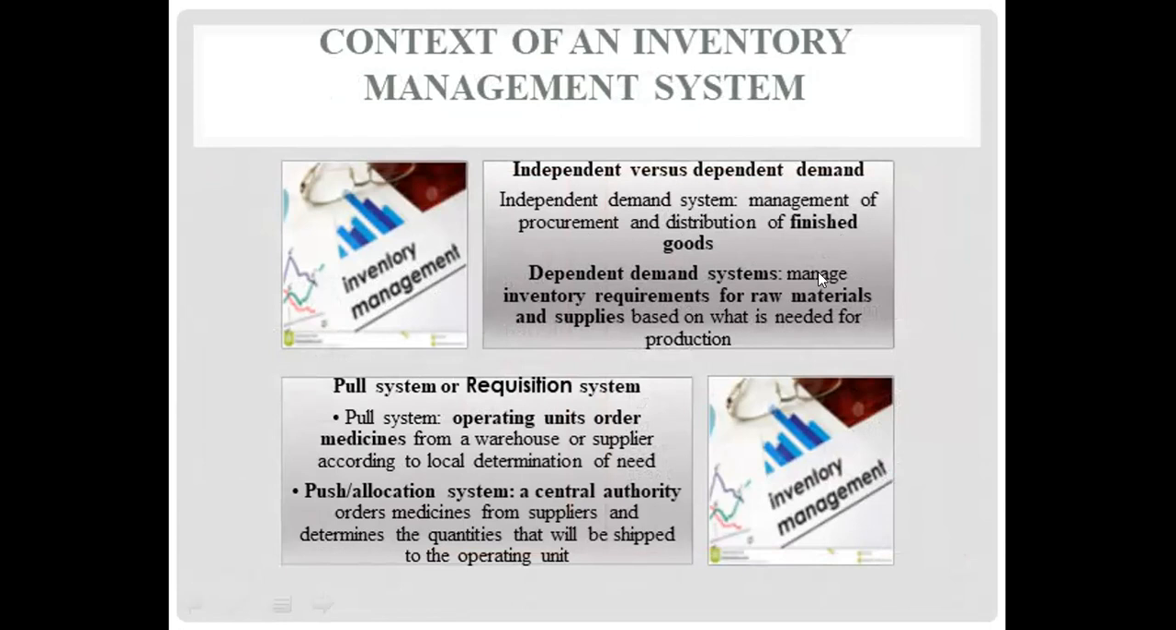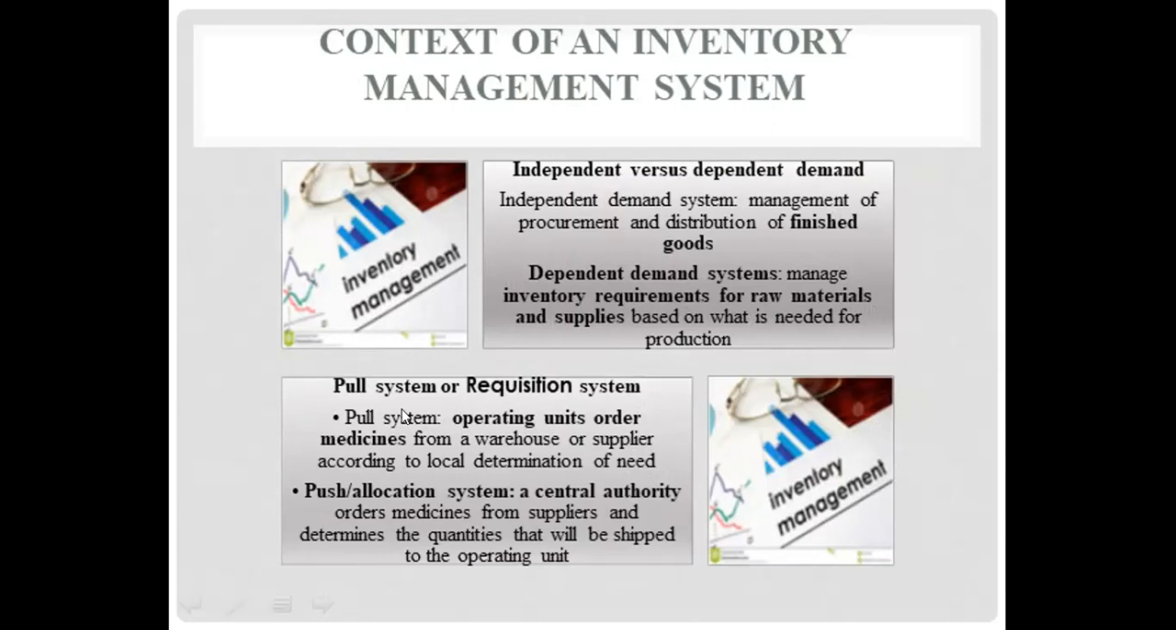In the dependent demand system, inventory requirements for raw material and supplies are managed based on what is needed for production. Actually it is the management of components of any machinery or any product which is not in finished form. In independent demand, the demand is for the distribution of finished goods.